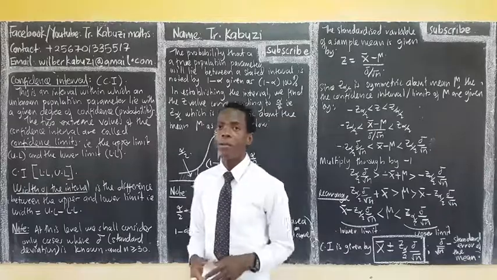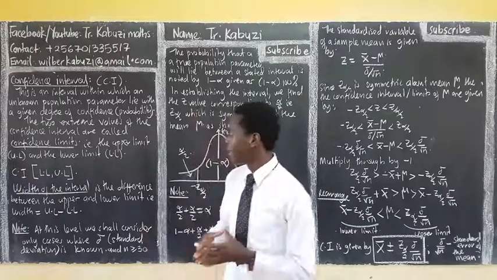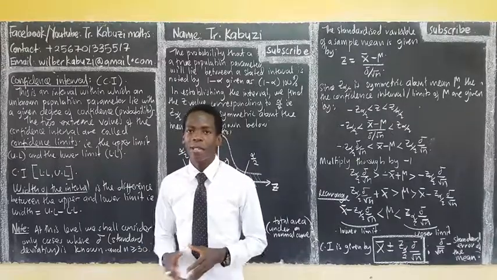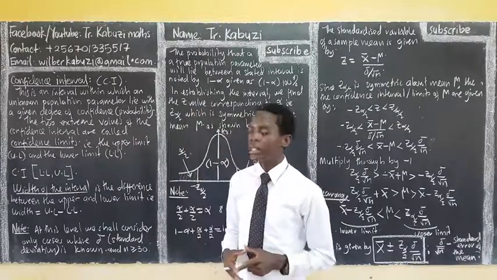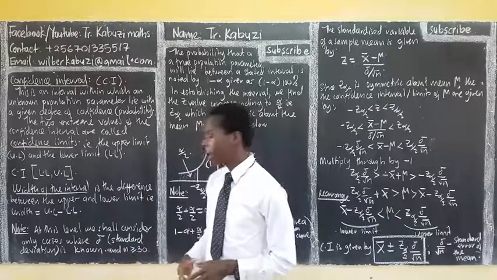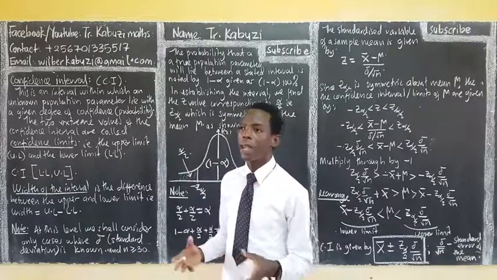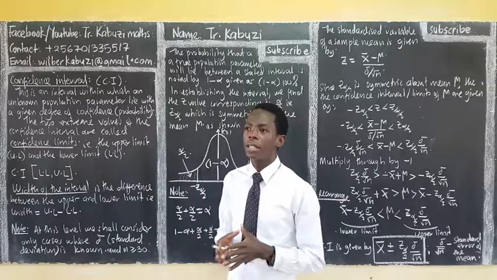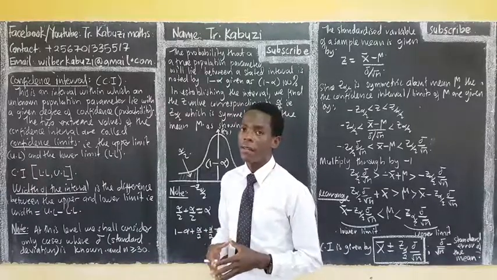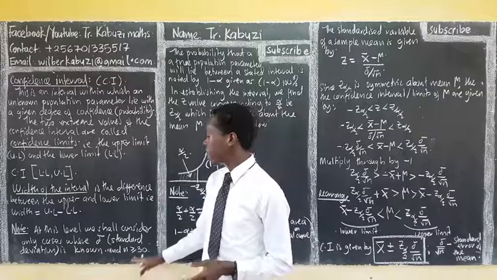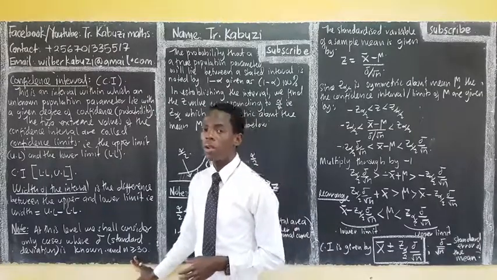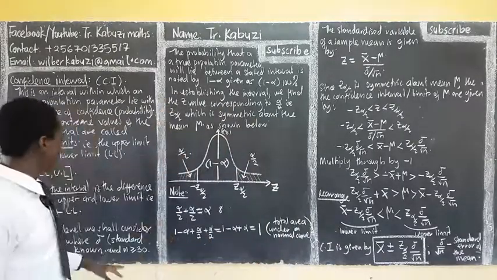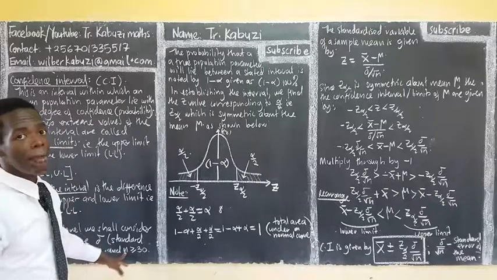Note, at this level we are going to consider only the conditions where we know the standard deviation. And when we use that, the sample we are using should always be greater than or equal to 30. Why? In real life, if you have a sample below 30, in most cases you won't be able to find the standard deviation or sigma. That's why we limit our sample to be greater than or equal to 30. This n is the sample size.